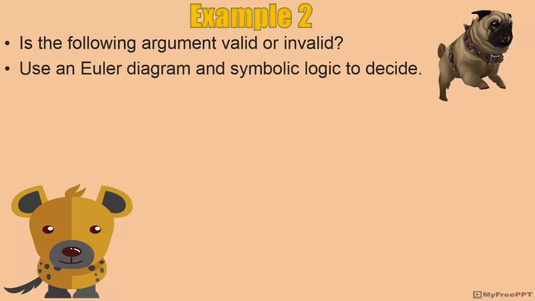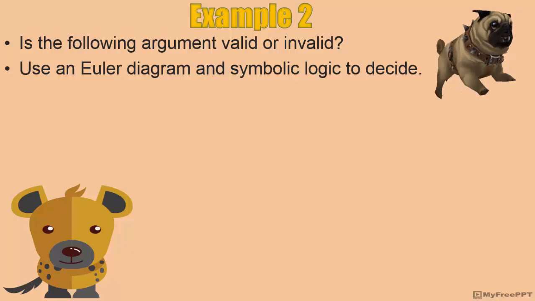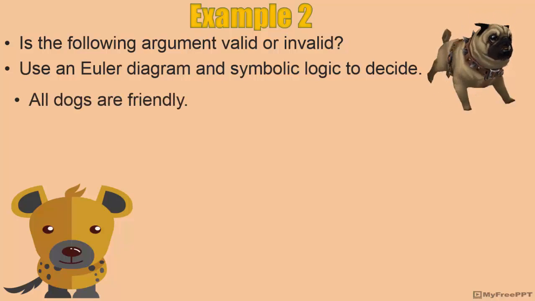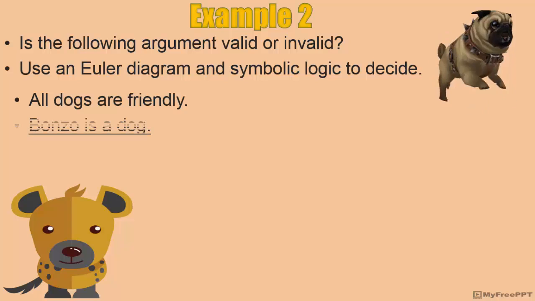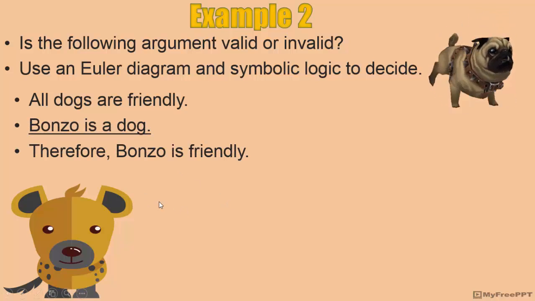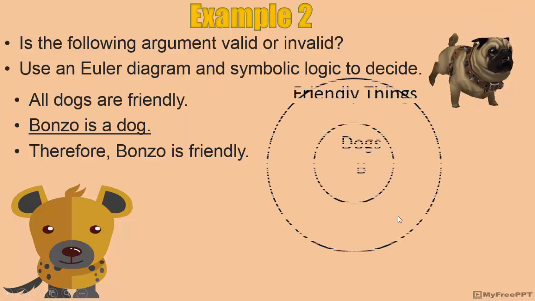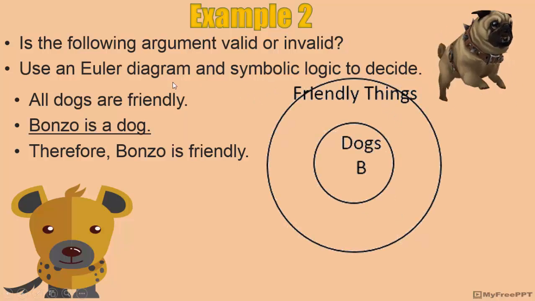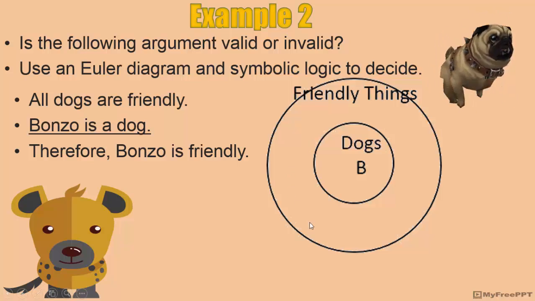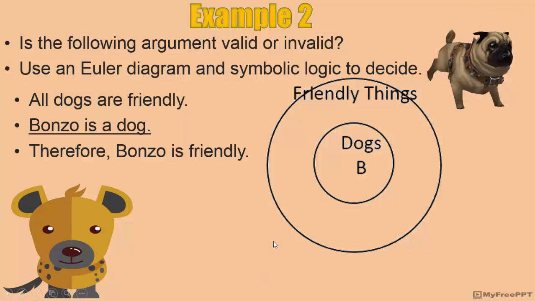We are first going to look at the argument using an Euler diagram and then use symbolic logic. So, all dogs are friendly, Bonzo is a dog, and therefore Bonzo is friendly. In order to construct the Euler diagram, we're going to use the first two premises. So we construct the diagram as follows. Friendly things for all the friendly things, and then we have dogs inside friendly things. And then we see, where does Bonzo fit into it?